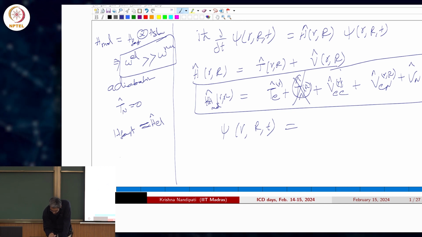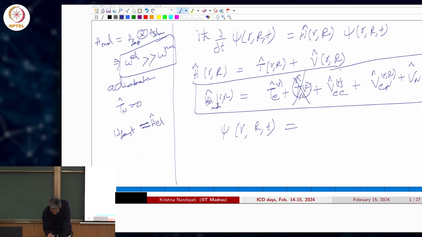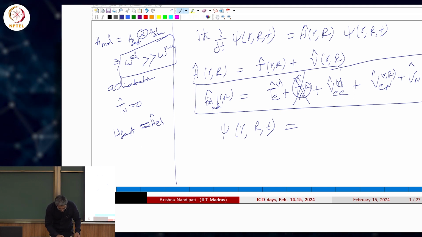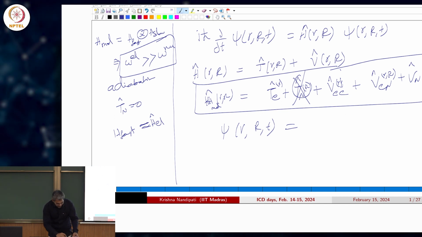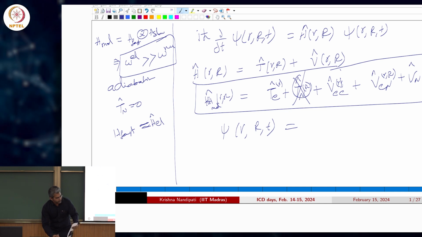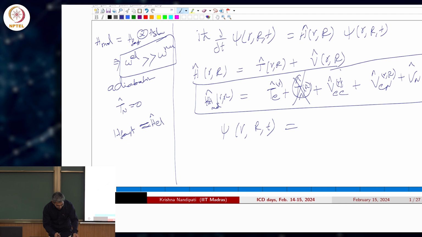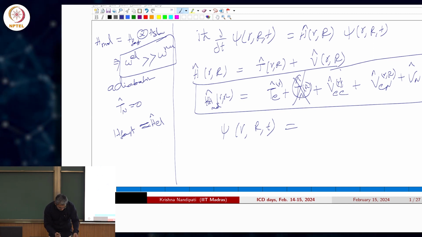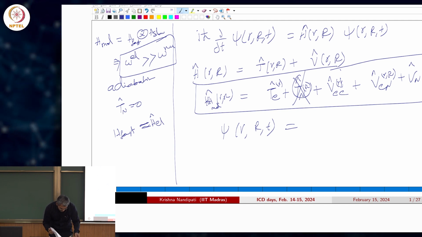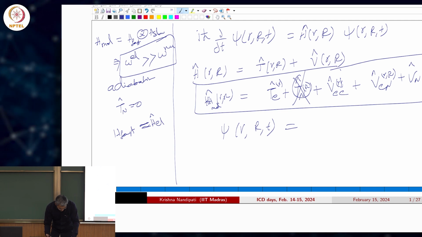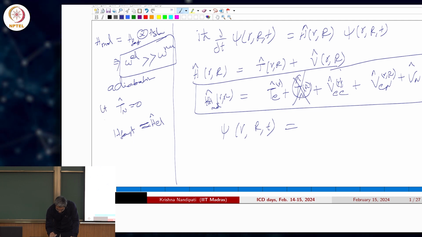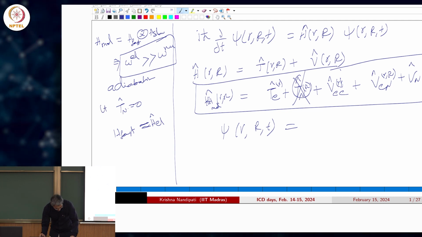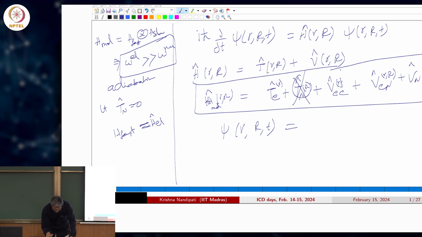I'm going to make you appreciate where this BO approximation comes from, where it breaks down, and afterwards I'll make a fast-paced presentation. So in the limit of T_n going to 0, H fast becomes H electronic.